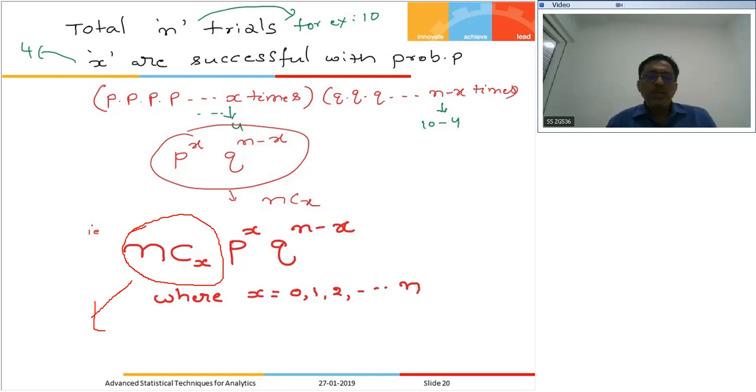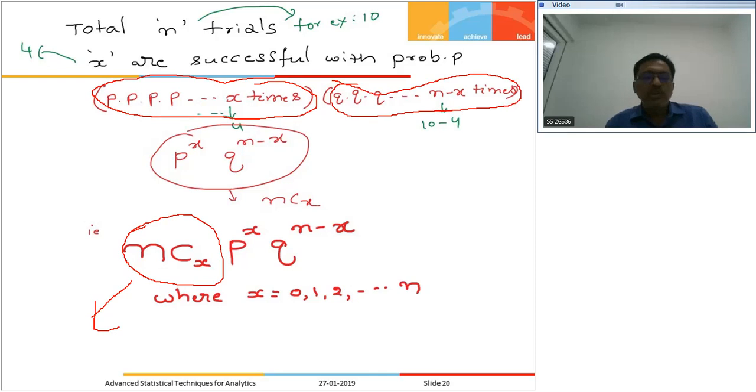Here, out of n trials, X are successful. That means the probability of success P, probability of success, probability of success, X times, that means P power X. And the rest, n minus X, are failures, where every time the probability is Q, therefore you will have Q into Q into Q, so on n minus X terms. Therefore you will have P power X into Q power n minus X.